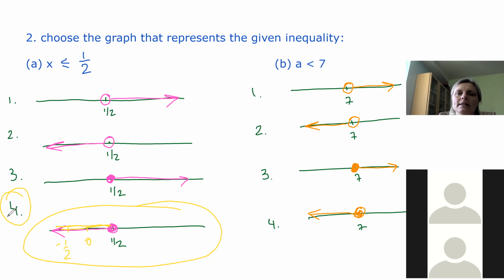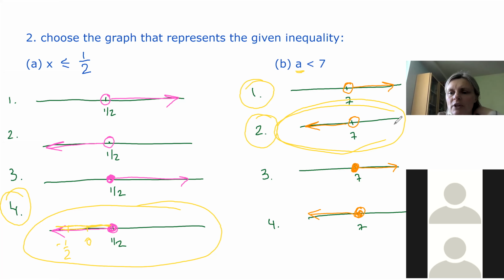Okay, now, let's take a look at item B. Now here I'm using a different variable. Thank you for noticing it, but I treat it the same way. Now here I have a strict inequality. We call them strict because we do not allow the case for A to be 7, right? So it means that I will be choosing between options 1 and 2, right? I just need to decide which one. Now it tells me that A is also less, like in the previous case. So we should be shading everything to the left of the 7, right? Because to the left of this number, we'll have the values that are less than 7.